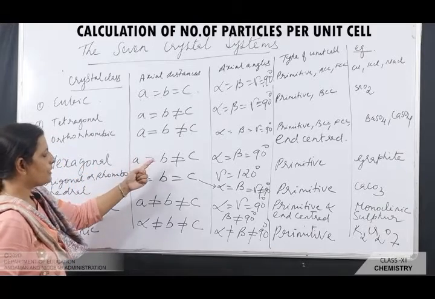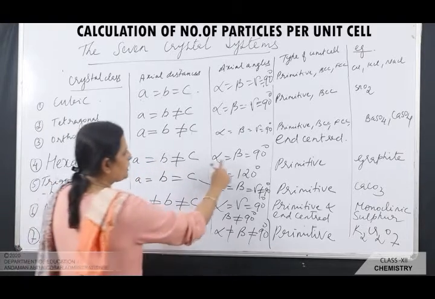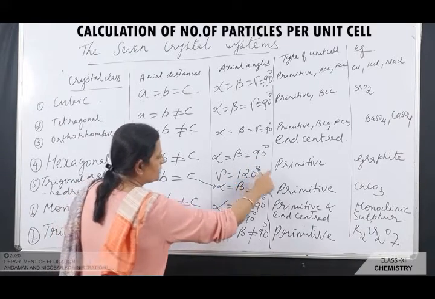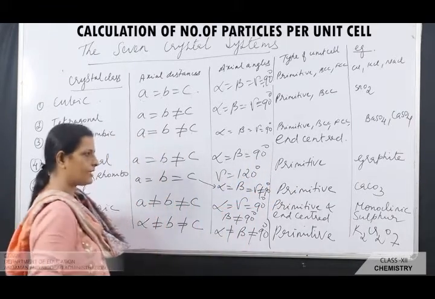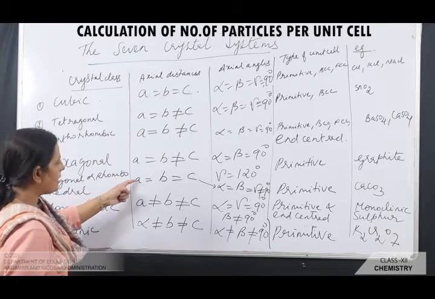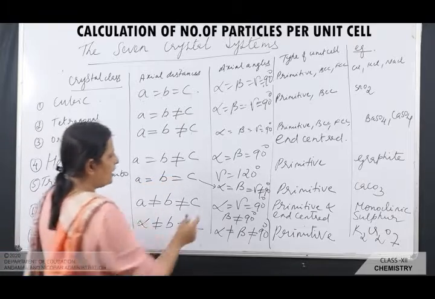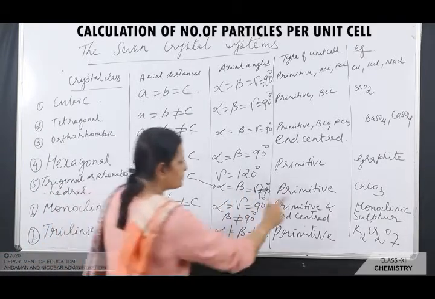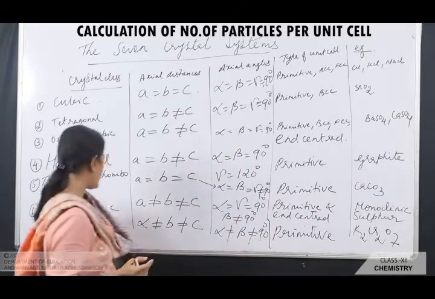Here A is equal to B, B not equal to C, alpha equal to beta equal to 90 degree and gamma is equal to how much? 120 degree, and it's only which type? Primitive type, and it's graphite. Then comes trigonal or rhombohedral. Here A is equal to B is equal to C, alpha equal to beta equal to gamma not equal to 90 degree, and it's primitive type only, and example is calcium carbonate.